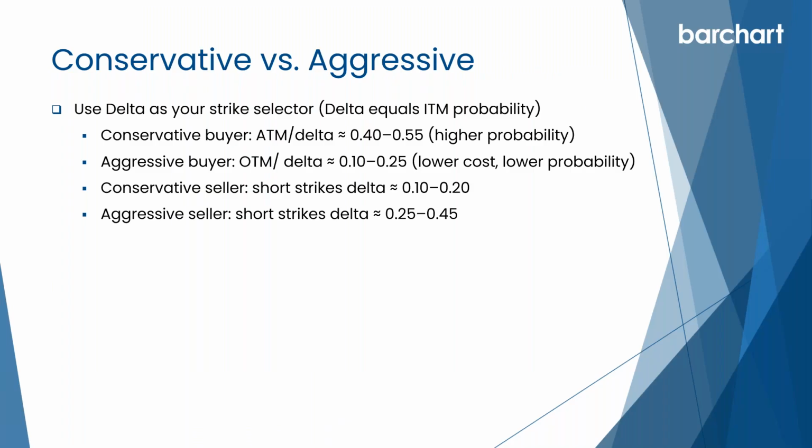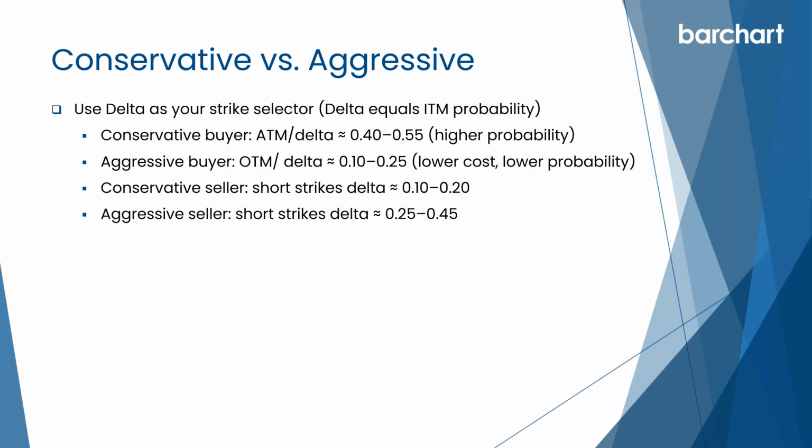Again, that's a higher probability, a 40% chance, 55% chance that the strike is going to finish in the money. Aggressive buyers, somebody who's very confident in their price movement, might pick an out-of-the-money delta, something like 10 to 25%. Now that will lower the cost of that option, but there's also a lower probability that the strike will finish in the money, but it also will increase the potential for profits.